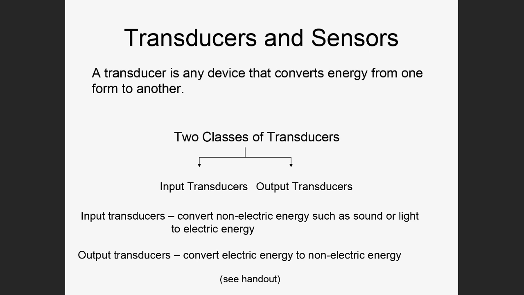So a transducer is any device that converts energy from one form to another. An example would be a motor. A motor is a transducer. You put electricity into a motor, you get out mechanical energy. A generator is a transducer because you put in mechanical energy, you get out electricity.